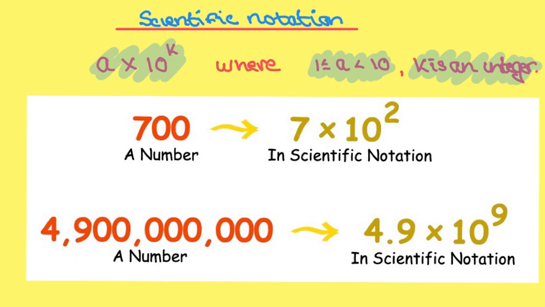So an example is 700. That's just a number. If you wish to write it in scientific notation, it would be written as 7 times 10 to the power of 2. A is 7, it is between 1 and 10. K is 2, it is an integer. And the second number, 4,900,000,000, would be written as 4.9 times 10 to the power of 9. A is between 1 and 10, and K is 9, which is an integer.